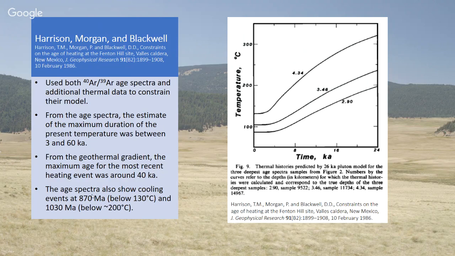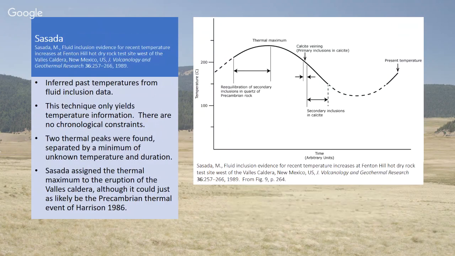And to note, they also saw from the age spectra some thermal events in the Precambrian, 870 million years ago and 1,030 million years ago. And this is a picture of the model from Harrison. The last paper is by Sasada.